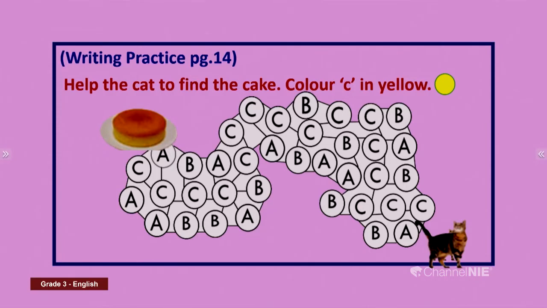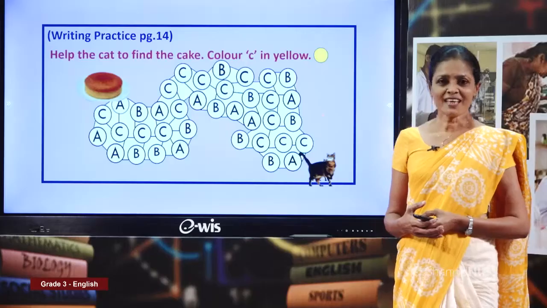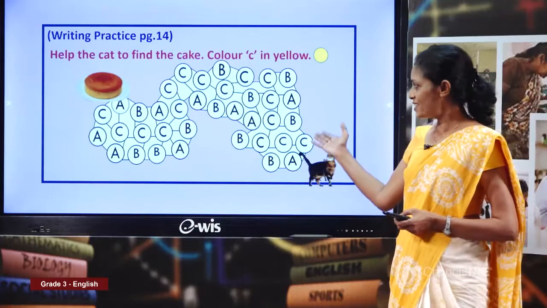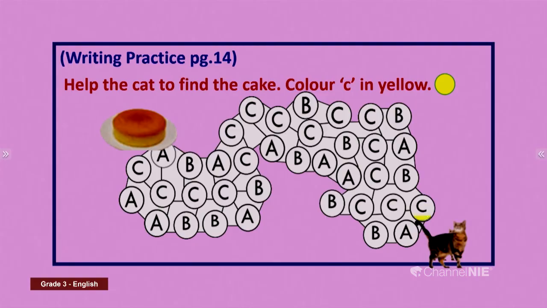Which color? Yellow. Good. Color them all. Color all the circles with C. Okay, children. Did you color all the circles? Let's check.